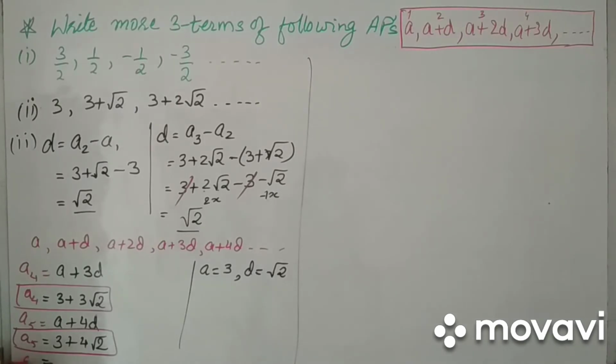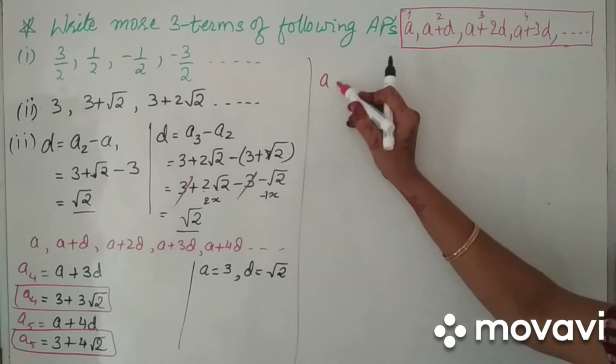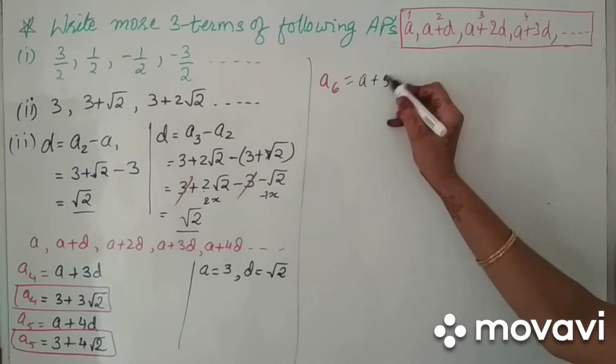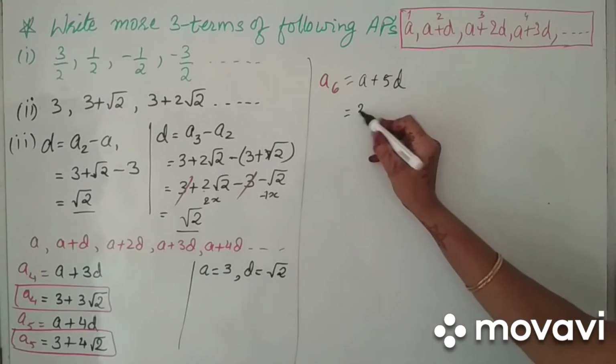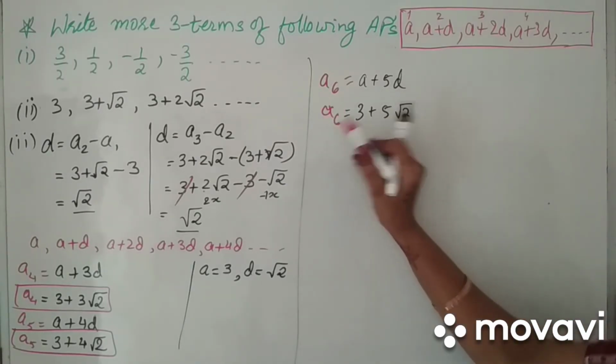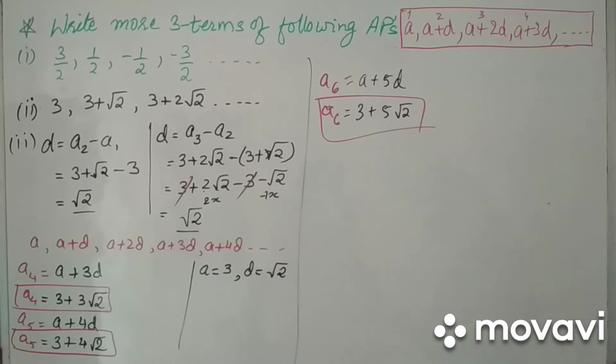Same way we have to find a6. Three terms are given, required. So we have to find a6. a6 is equal to a plus 5d. A is 3, 5 into root 2. So that is my a6. Terms of an AP you got.